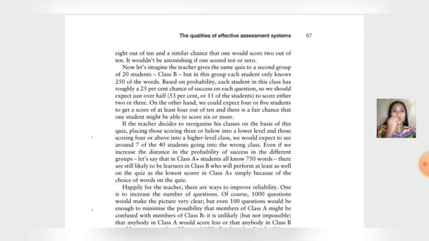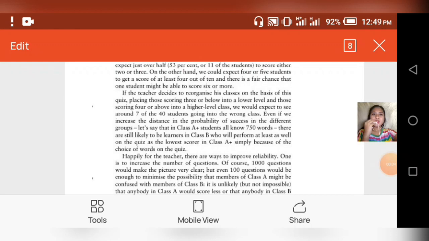On the other hand, we could expect 4 or 5 students to get a score of at least 4 out of 10, and there is a fair chance that one student may be able to score 6 or more. If the teacher decides to reorganize his classes on the basis of this quiz, placing those scoring 3 or below into a lower level and those scoring 4 or above into a higher level class.